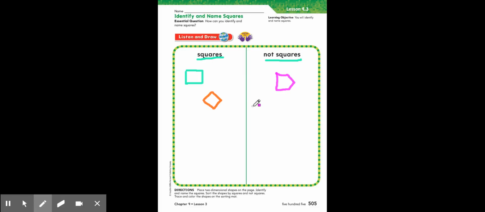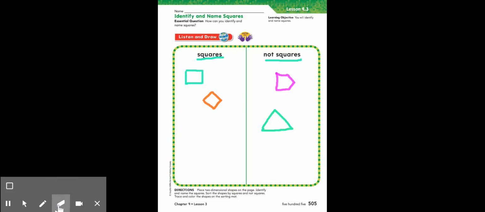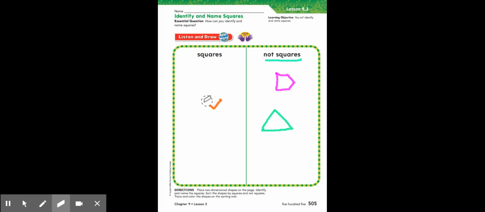I also know of a shape that has less sides than a square. It has three sides. Do you know what shape I'm talking about? That's right. Three sides means a triangle. One, two, three. Now I know there are plenty of more shapes that we can classify as not squares too. I'm going to let you do that on your own in your math pages. I cannot wait to see. Let's erase before we move on to our next page.